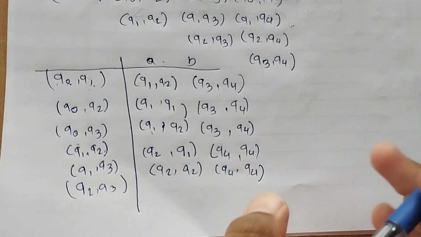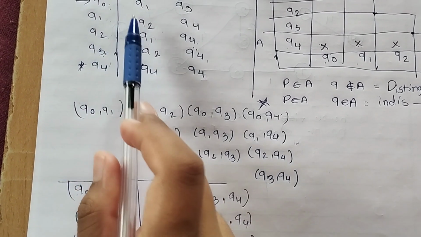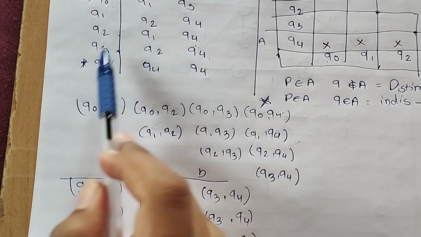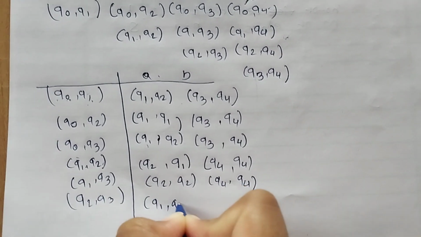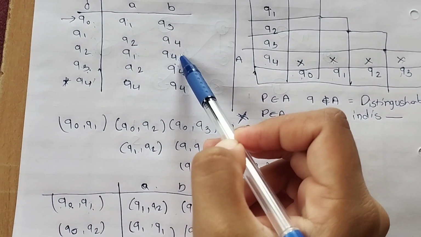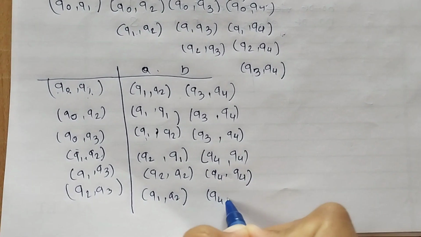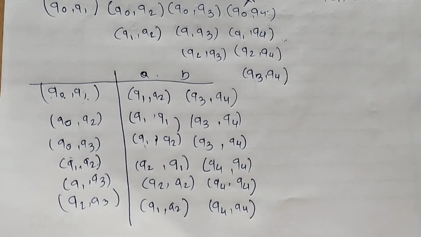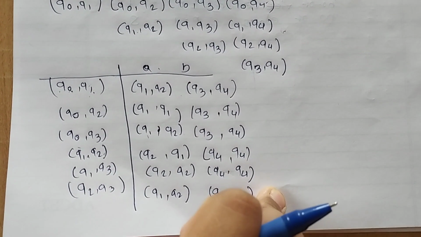I hope you all get the idea what we do here. Now Q2, Q3. Q2 reads A in Q1 and Q3 reads A in Q2, so Q1, Q2. Q2 reads B in Q4 and Q3 reads B in Q4, so Q4. Now our table is finished.